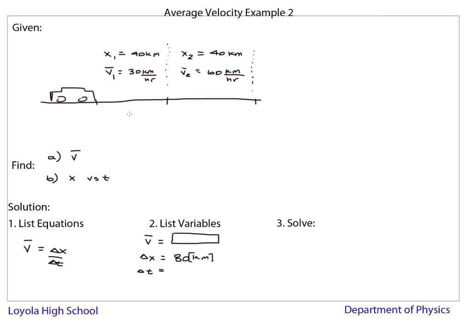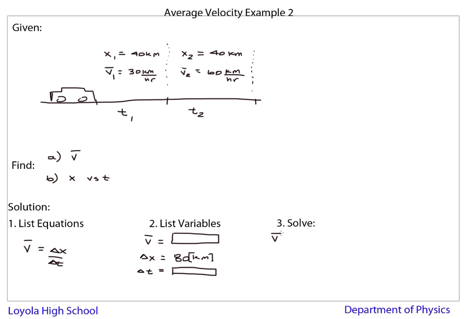We know that there are two intervals, and the total time, which we're going to have to find out, is the sum of these two times. The time during the first interval and the time during the second interval. So we need to find those. So we actually do not know that. So that's the problem here.